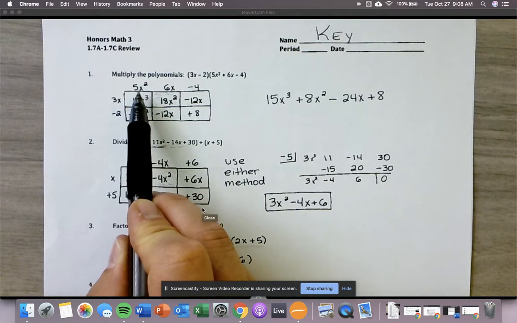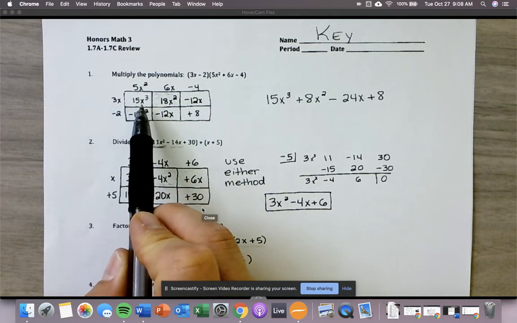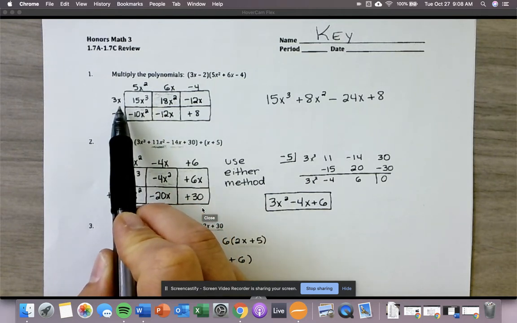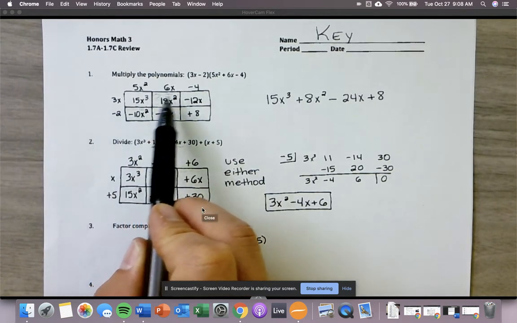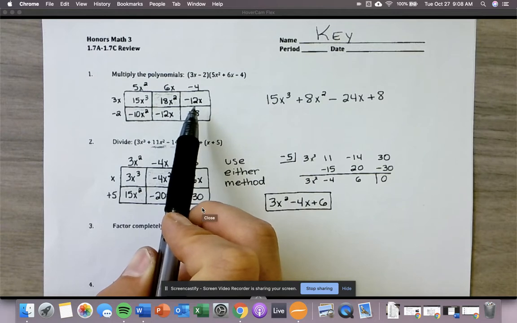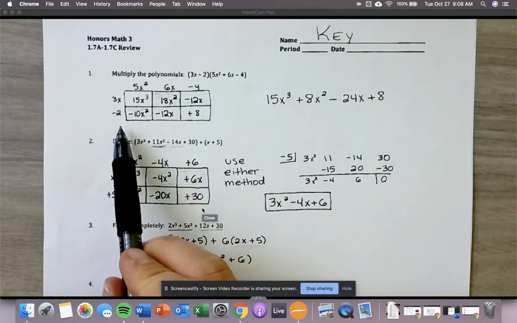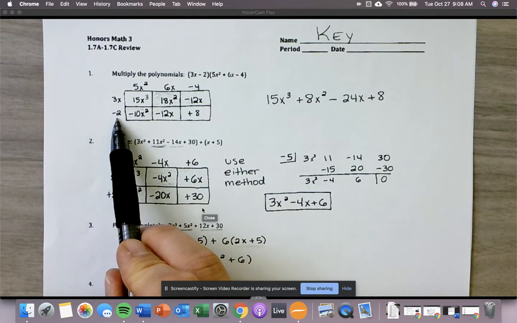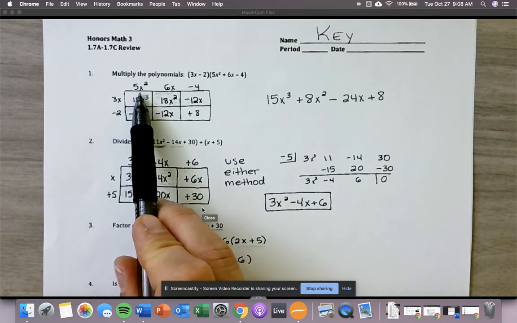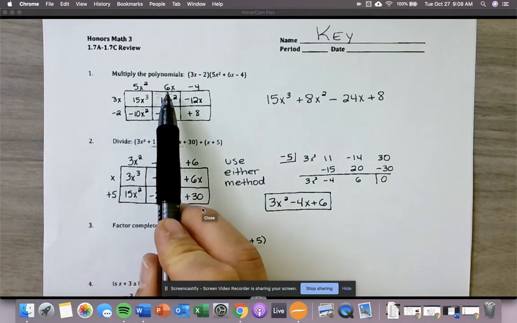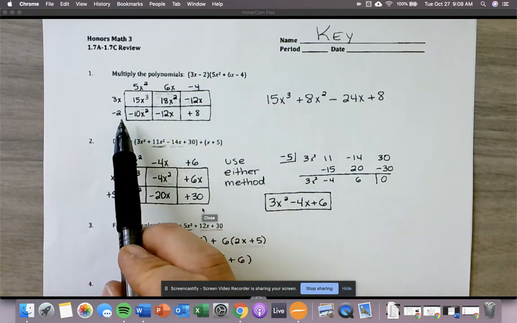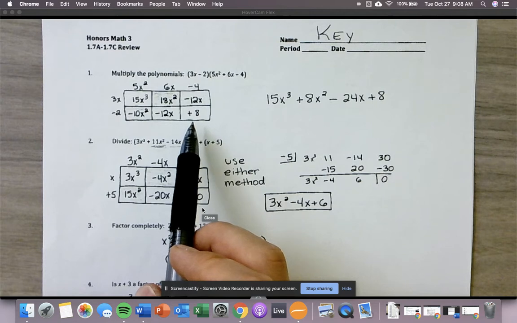So we do 3x times 5x squared, and we get 15x cubed. Then we do 3x times 6x, and we get 18x squared. 3x times negative 4 gives us negative 12x. And then we do the same thing with this bottom term here, right? This negative 2 times 5x squared, we get negative 10x squared. Negative 2 times 6x is negative 12x. Negative 2 times negative 4 is positive 8.